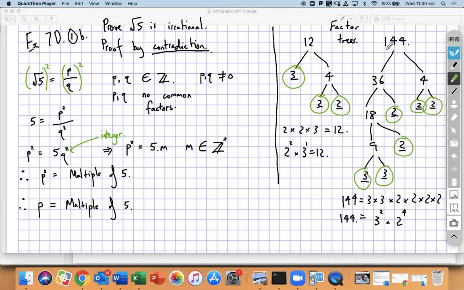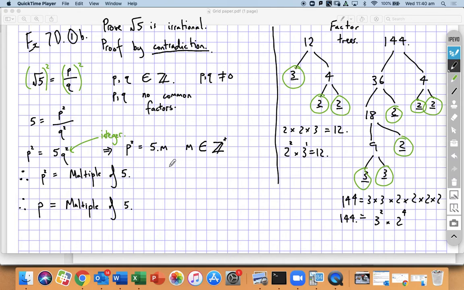Now, there's other ways I could have gone through a tree here. I could have said 72 times 2, or I could have gone straight to 12 times 12. But I wanted to show that there are some factors in the square that are not in the original number, but all the prime factors have to be, right? Because these are the irreducible factors of the original number. We can't get underneath them. They have to be in the square as well, right?